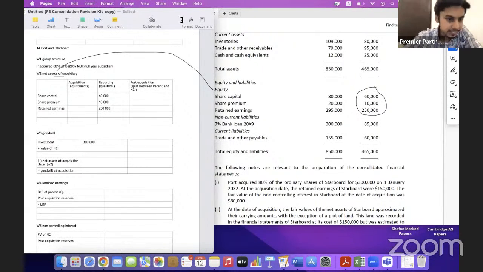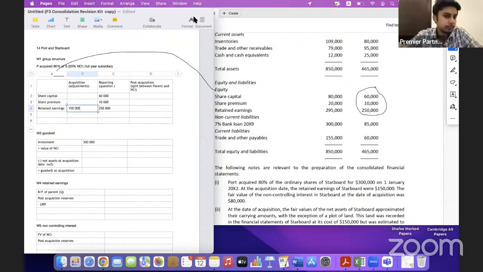Okay. Right. Then guys, next part. Once you have done marking these values over here, now let's search for the acquisition values. Okay. Now guys, read this value. At the acquisition date, see this one. The retained earnings of Starboard were 150,000. So guys, see at the what date? Acquisition date, which one? Retained earnings. So guys, let me mark this one here, 150,000. Okay, now guys, let me tell you something.